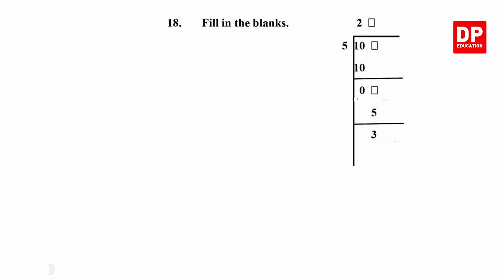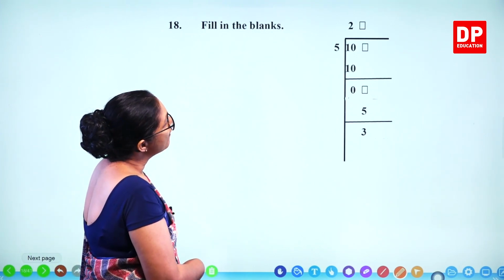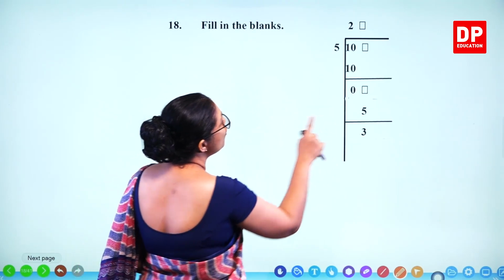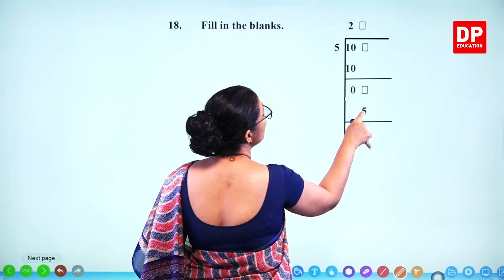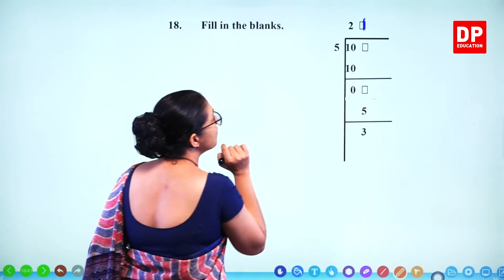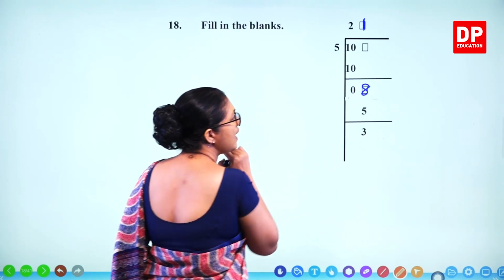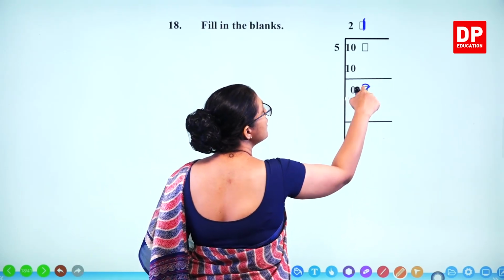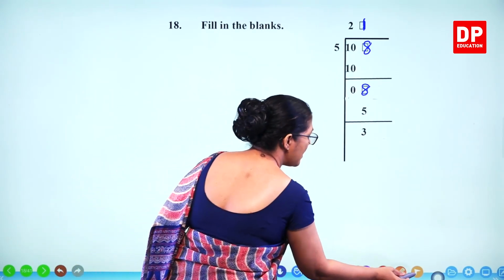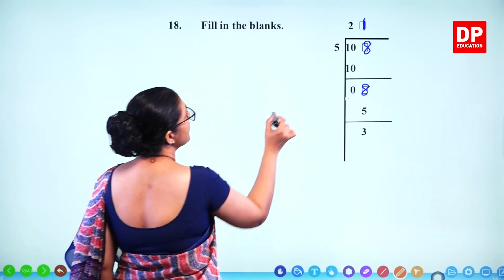Question number 18. Fill in the blanks. So this is long division divisible by 5. So 5 times 2, 10, and the remainder is 0 is given. And here when you multiply, you are getting 5 here. So that means definitely this should be 1. 5 times 1 is 5. But when you subtract, you are getting 3 as the remainder. So this should be 8. 8 minus 5, 3. So that means this is 8. 1 and 8 there. So you get 2 marks for that.